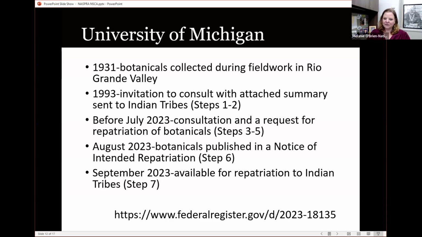In August of 2023, a notice was published, step 6. And again, you can find the full notice at the bottom of the screen. There's a URL there. And in September 2023, pardon me, 30 days after the notice was published, it meant that the botanicals were available to the tribes for repatriation.